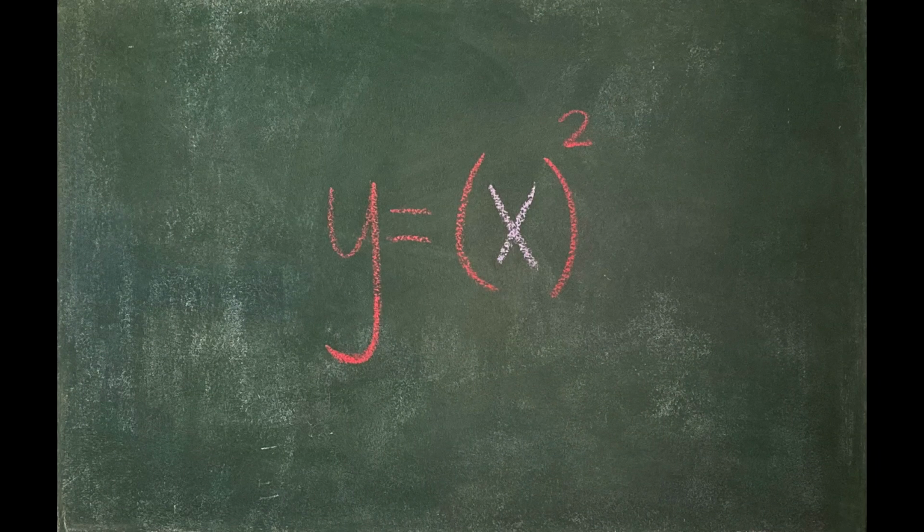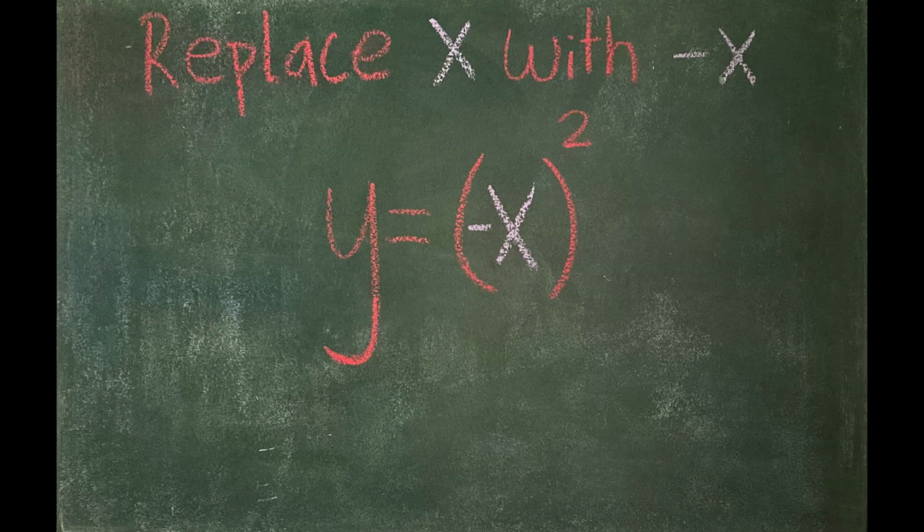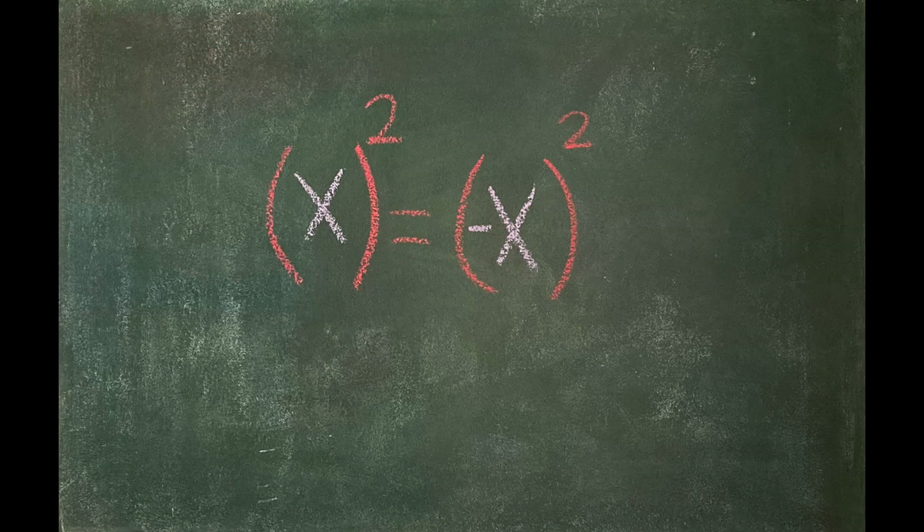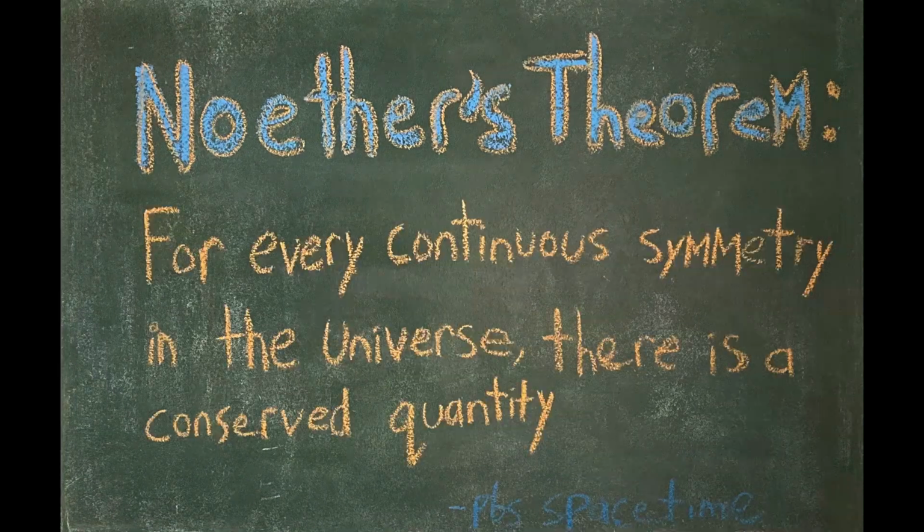Mathematically, continuous symmetry is a quantity in the equation that you can change without changing the equation itself. For example, if you replace x with negative x in the equation y equals x squared, the equation doesn't change. Noether's claim is that for every continuous symmetry in the universe, there's a conserved quantity.